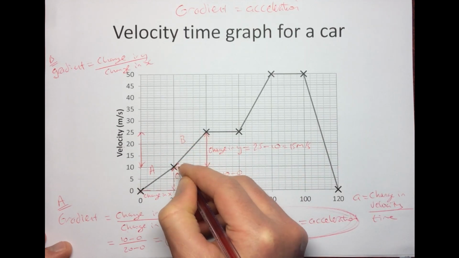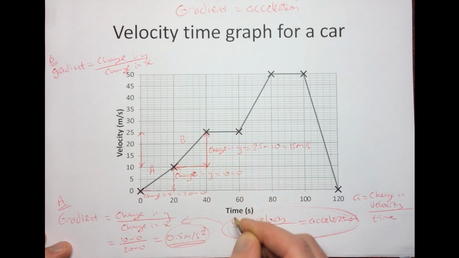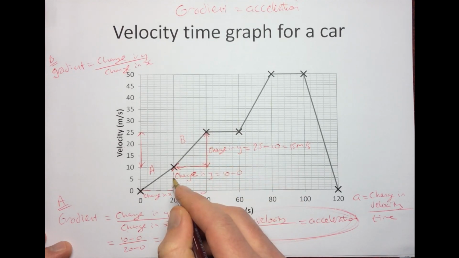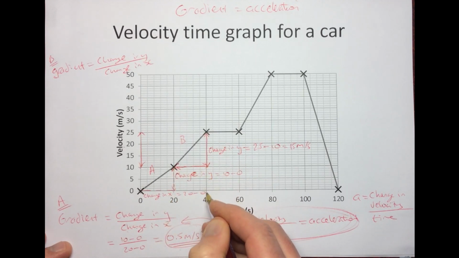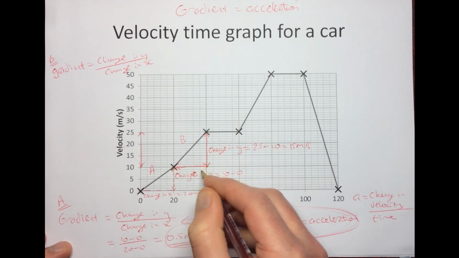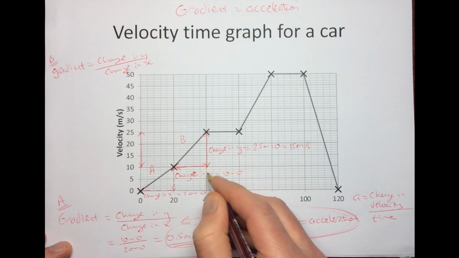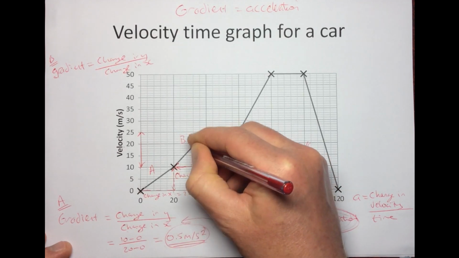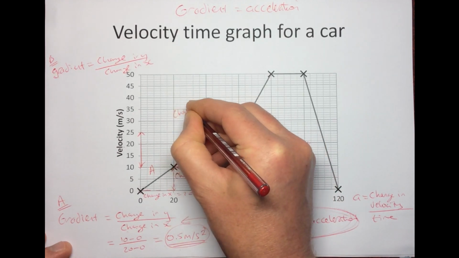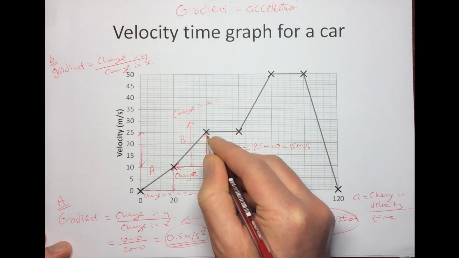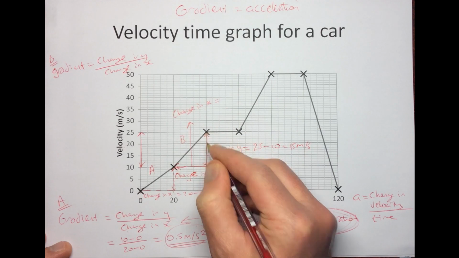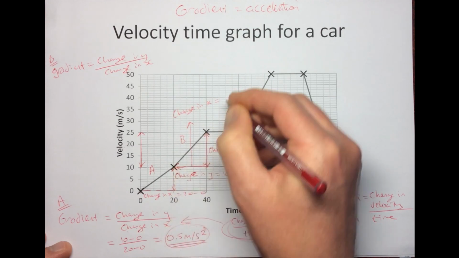Now the change in x is this bit here. You're starting at 20 seconds and you're ending section B at 40 seconds. So the change in x, and I'll put it up here, is equal to 40, because that's the end of section B, minus 20.